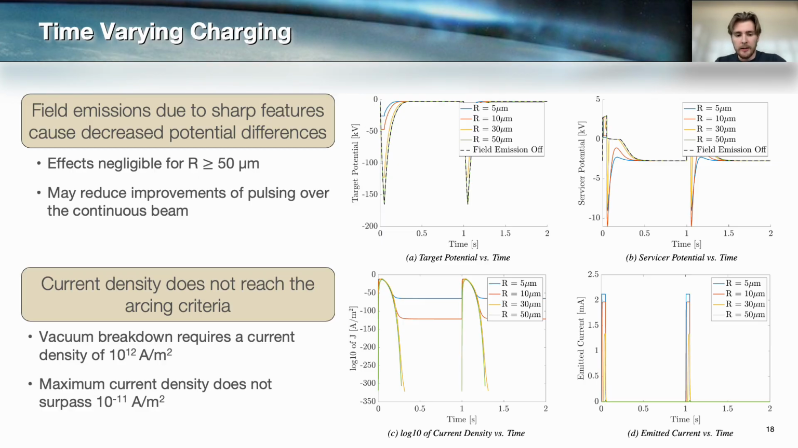Another thing to note, and this is talked about more in our paper, is the current density shown in the bottom left does not reach the arcing criteria. In this case, we use the vacuum breakdown criteria of 10 to the 12 amps per meter squared. And if you look at that plot in the bottom left, the maximum current density for all radii does not reach 10 to the negative 11 amps per meter squared. And this is because for these smaller radii, where we're more likely to have field emissions at lower potentials, we never actually reach the high potentials where we would have high field emission currents. So there's basically a cutoff at around 10 to the negative 11 amps per meter squared for this time-varying case. And that suggests that we shouldn't have to worry about arcing due to field emissions.